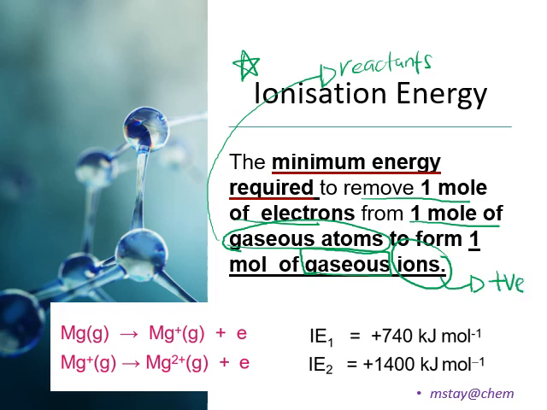To remove electrons, like we said in Sem 1, we need to absorb energy. The more electrons you remove, the more the magnitude increases. For example, the first IE is 740 kilojoules per mole, but the second IE becomes 1400.